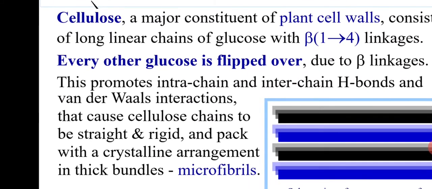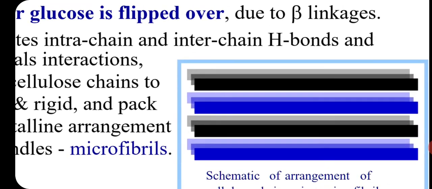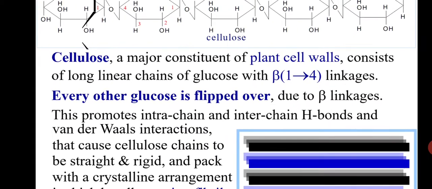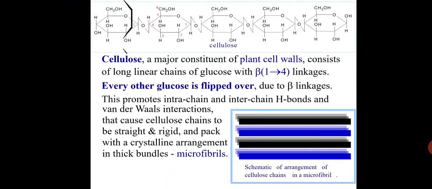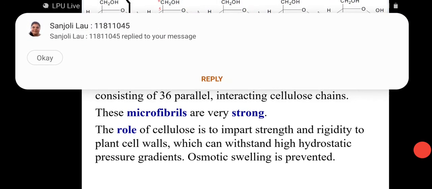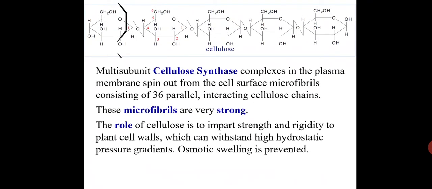Because of this beta linkage, there is a strong promotion of inter- and intra-chain hydrogen bonds and van der Waals interactions, which cause the cellulose chains to become rigid and straight and packed in a crystalline arrangement like this. This is called microfibrils, when the cellulose is arranged like this due to the flip-flop arrangement of bonding, right. Because of this, the plant cell wall is quite tough. This I have already discussed. The role is to impart strength and rigidity, which can withstand high hydrostatic pressure. So it prevents osmotic swelling.